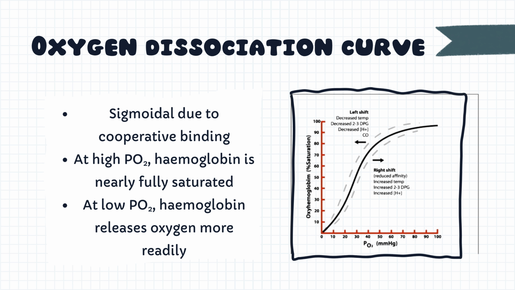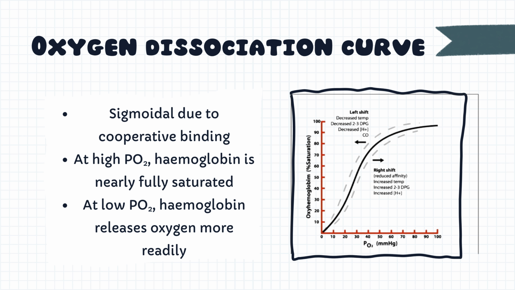This curve shows the relationship between PaO2 and hemoglobin saturation. It's sigmoidal, due to cooperative binding. At high PaO2, like in the lungs, hemoglobin is nearly fully saturated. At low PaO2, like in the tissues, hemoglobin releases oxygen more easily. Normal PaO2 is about 100 mmHg, with a saturation of around 97%. Let's now dive deeper into what causes the oxygen-hemoglobin dissociation curve to shift, and why it matters.